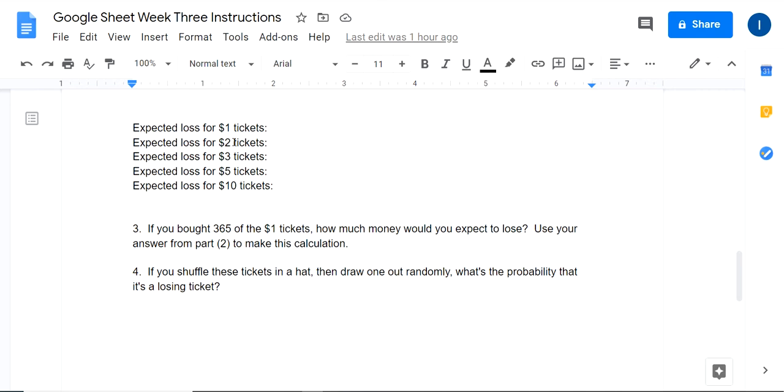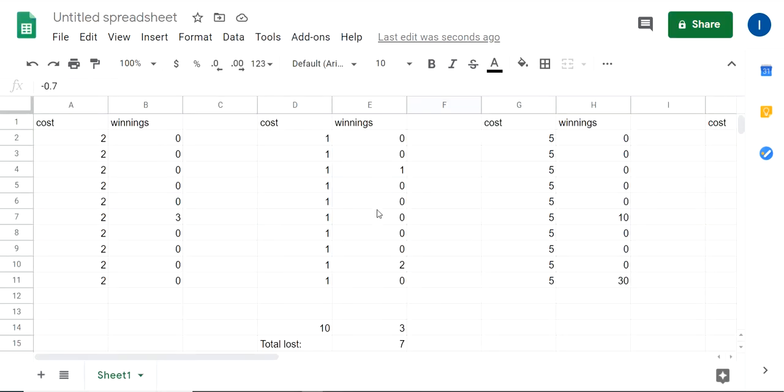Then part 4, if you shuffle these tickets in a hat, you draw one out randomly, what's the probability that it's a losing ticket? What you want to do is maybe count up the number of tickets that there are total. There's 10, 20, 30. You count up how many tickets I bought. That would be the total amount of tickets.